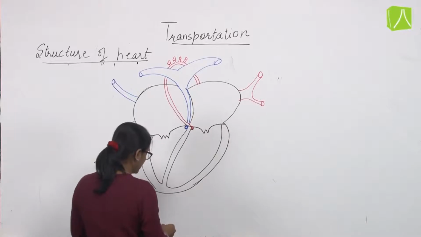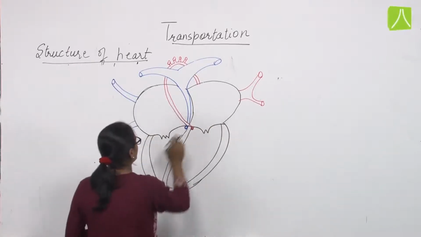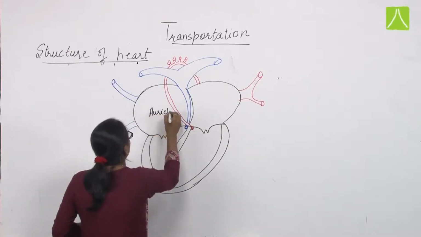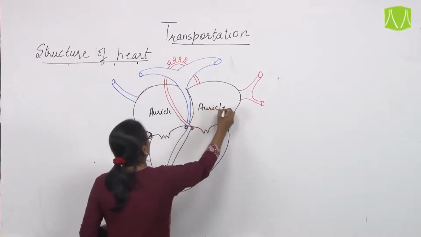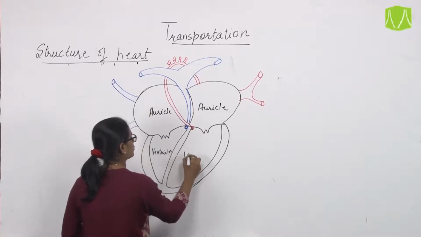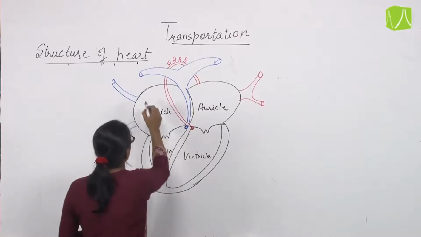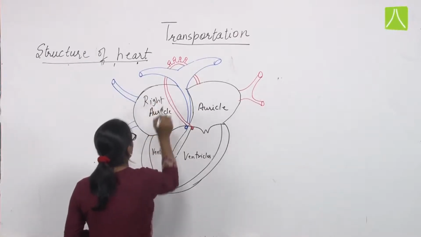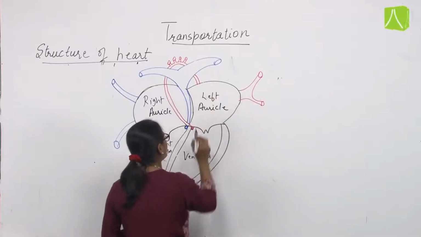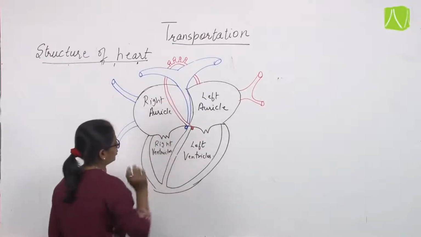This is our human heart. See how many chambers of the heart we are observing here. We have four main chambers. This is an auricle, this is also an auricle. This is a ventricle, this is also a ventricle. This is our right side, right auricle and right ventricle. This is the left side, left auricle and left ventricle. So this is the right side of the heart and this is the left side of the heart.